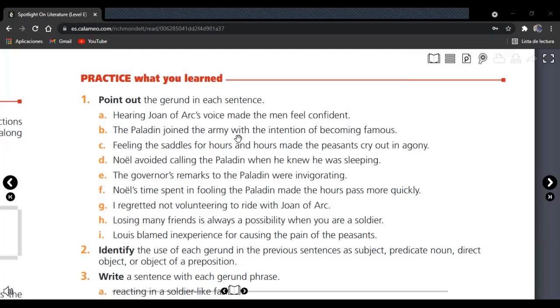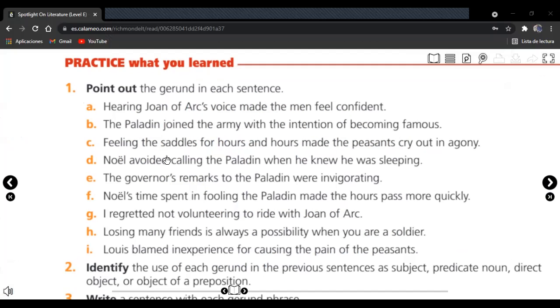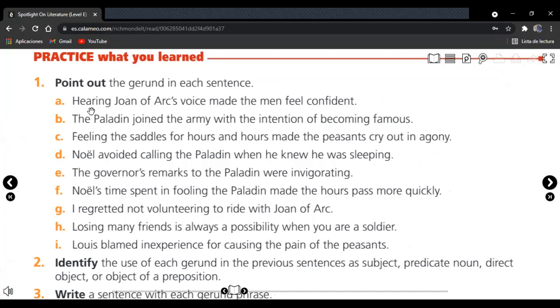Then I'm gonna give you the answers just because I see that you're busy in your homes. Hearing here is the subject. Becoming is the object of the preposition. Feeling is the subject. Calling is a direct object. And sleeping is the predicate noun. Here we have two gerunds. This one here in letter E is a predicate noun. This one in letter F, falling, is the object of the preposition.